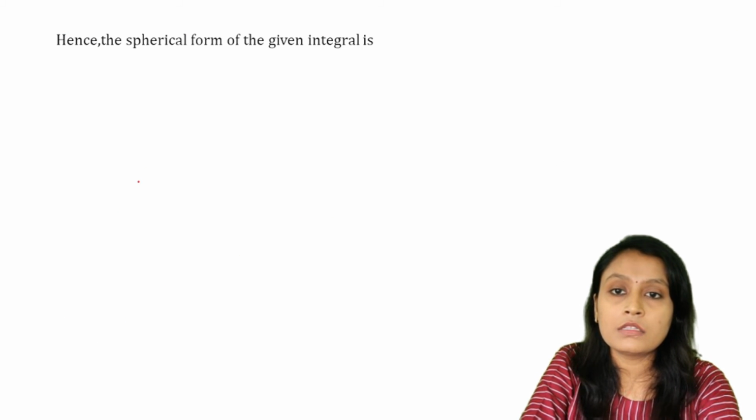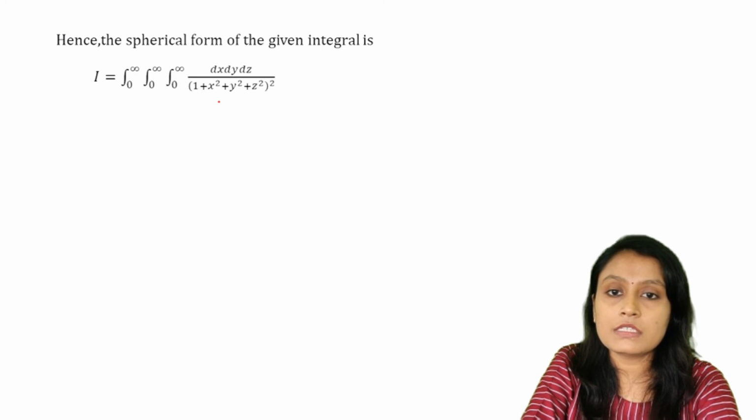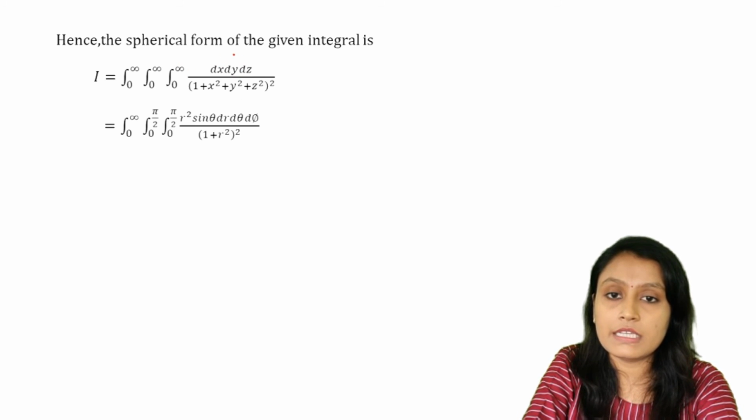Now the spherical form of this integration is given by, this is the question given, right? Triple integration 0 to infinity of dx dy dz upon (1 plus x square plus y square plus z square) whole square. Now we are converting this into spherical form. In place of dx dy dz we will write r square sin theta dr d theta d phi. And if you substitute the values of x, y, z, square and simplify, you will get r square. So here you will get (1 plus r square) whole square.